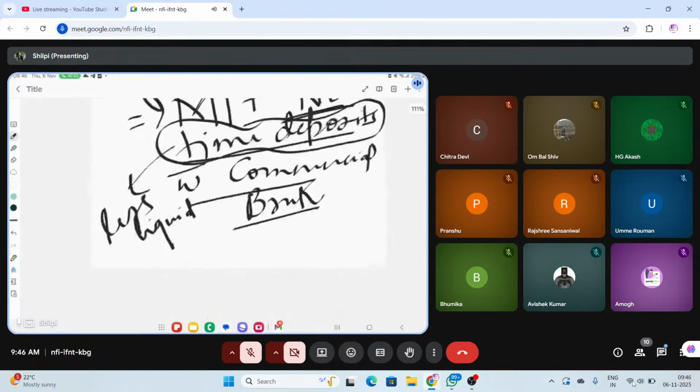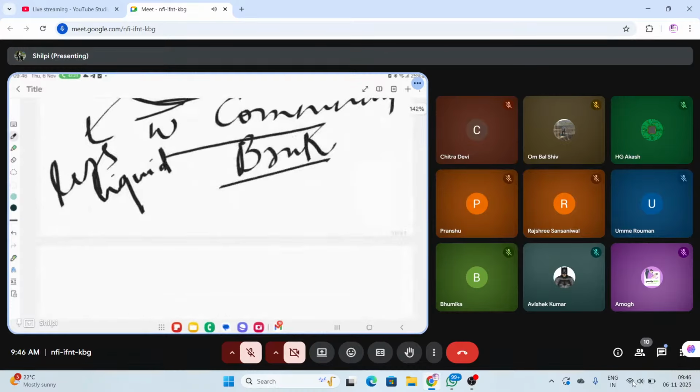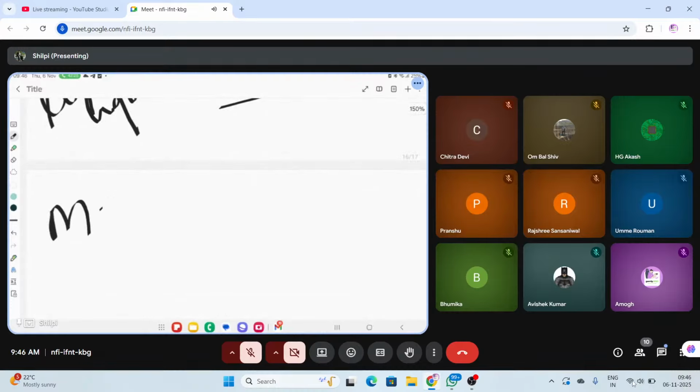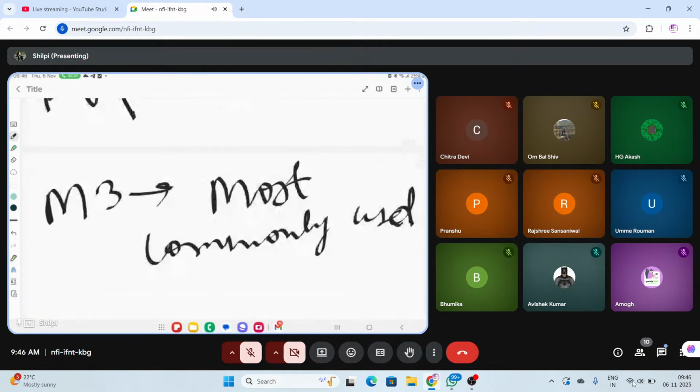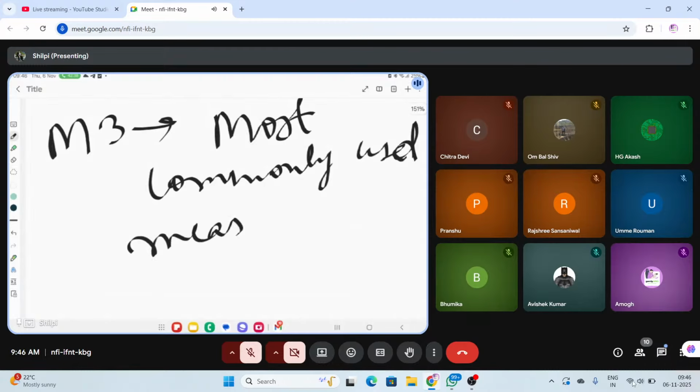And this M3 is the most commonly used measure of money supply. Do remember this, most commonly used measure of money supply.